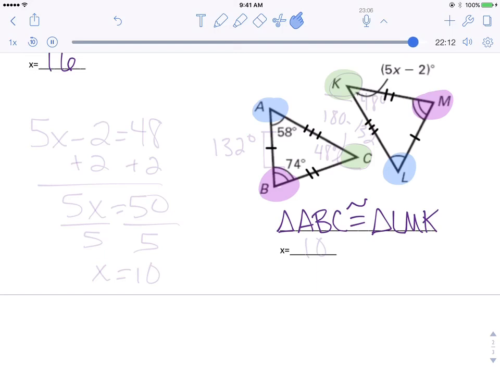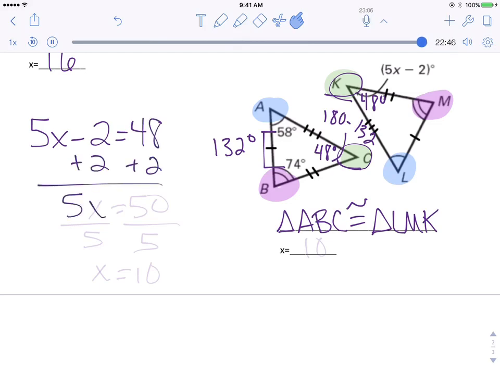We are looking to solve for X, so we're looking for the value of angle K. In order to get that, we're first going to have to find C. So again, we can add up our two values here. These add up to 132 degrees. So in order to find C, we're going to take 180 minus 132, which gives us a value of 48 degrees. So that means K is 48 degrees. So now I can write the equation 5x minus 2 equals 48 and solve for X. So we'll divide by 5 and X equals 10.